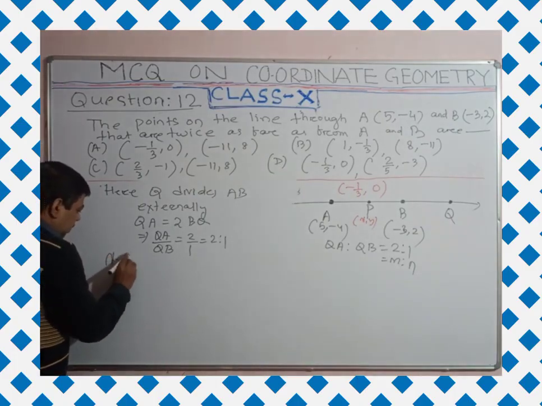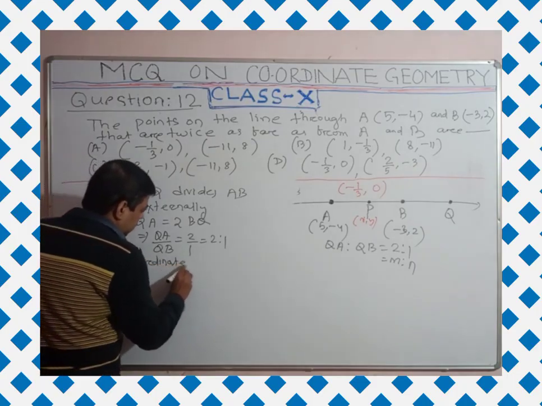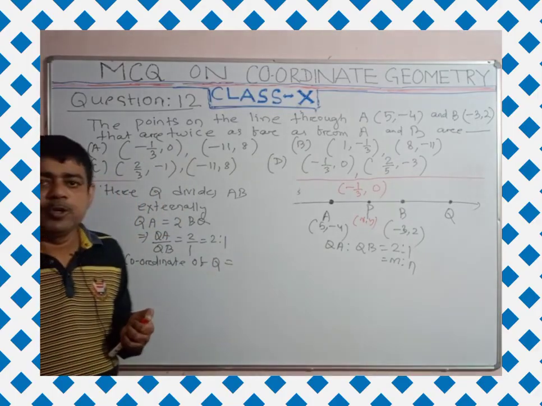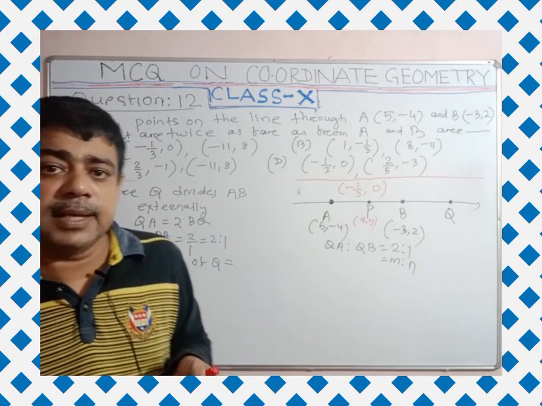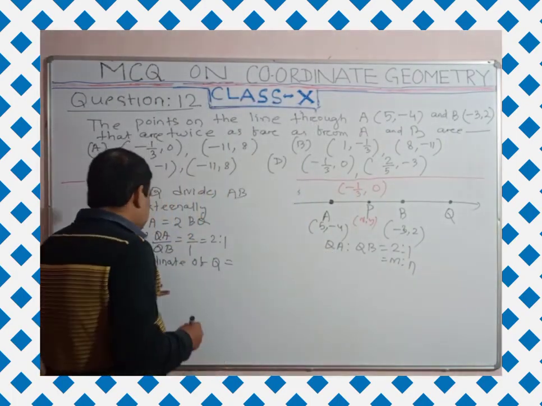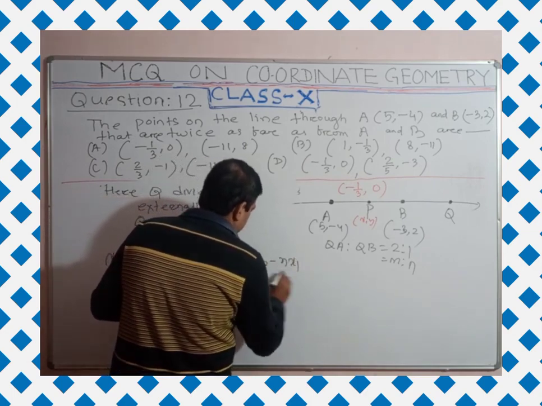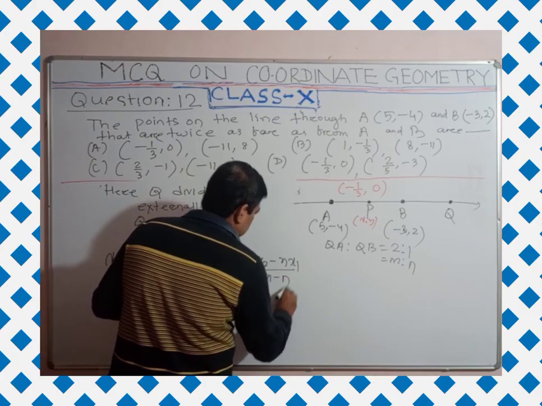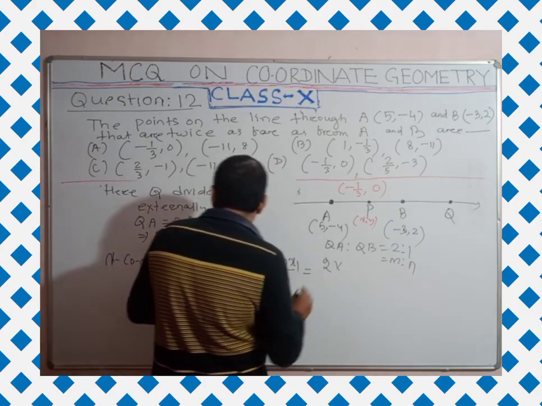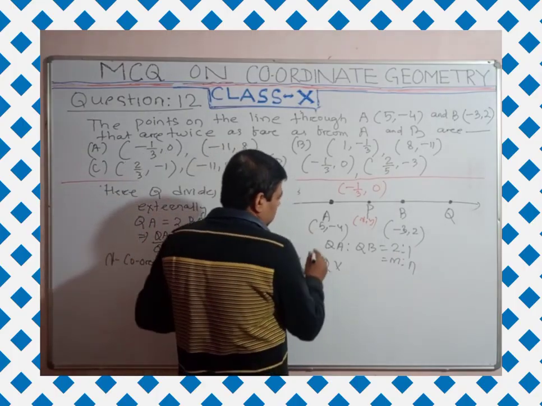Then what is the x coordinate? For the x coordinate of the point Q, we have to use the external section formula. We know if a point Q divides a line segment externally in the ratio M is to N, what is the formula for the x coordinate? It will be (mx2 minus nx1) divided by (m minus n). That is equal to M value 2 into x2 value, how much? What is the value of x2? Yes, this is x1.